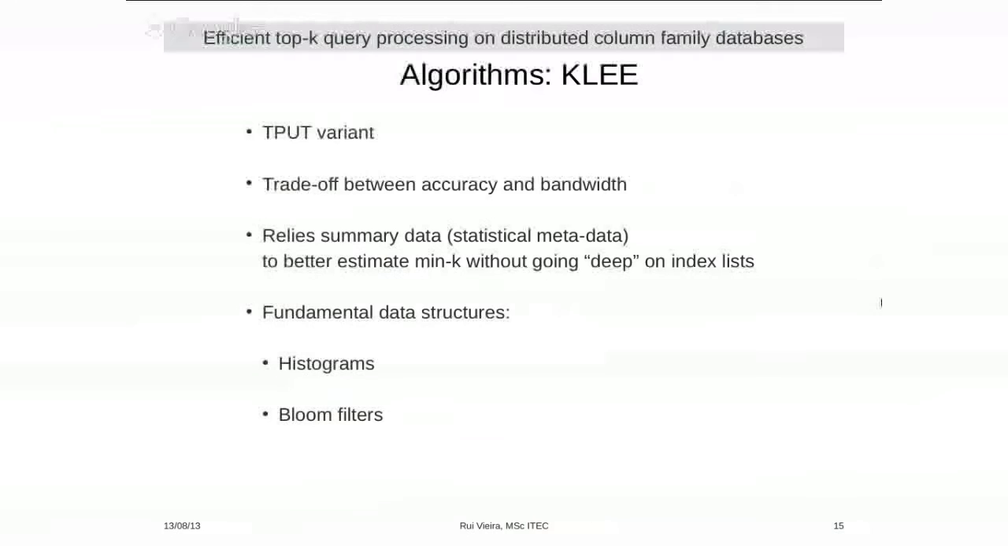It's a TPUT variant. The main difference is that it does a trade-off between accuracy and bandwidth. To do so, it relies on summary data, on statistical metadata. So it asks for pre-computed data that gives a snapshot of the peer. From that data, it can better estimate a Kth threshold without having to do an extra round trip. It relies on two fundamental data structures for that metadata, which are histograms and Bloom filters.